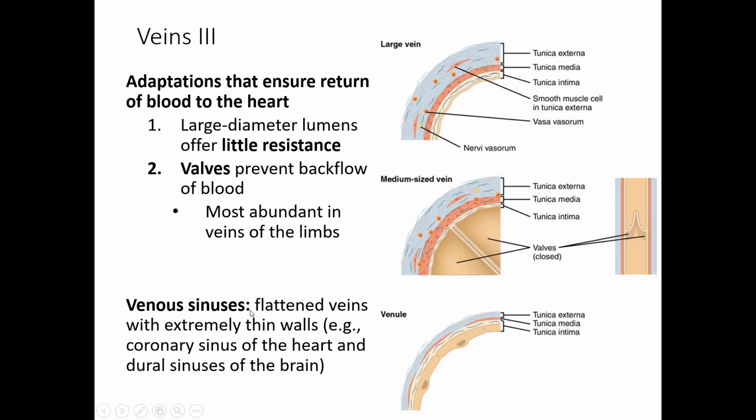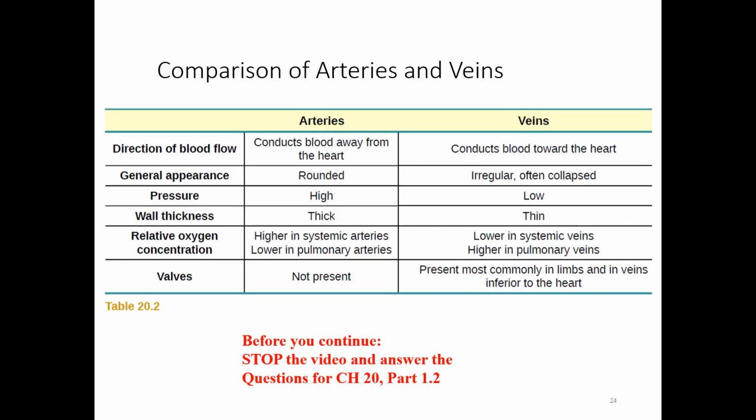Venous sinuses is a name for large veins that usually are flat and they have very thin walls. Example would be your coronary sinus on the posterior side of the heart. This table 20.2 compares arteries and veins, and you need to know all that information for your exam. Before you continue, please stop the video and answer questions for part 1.2.